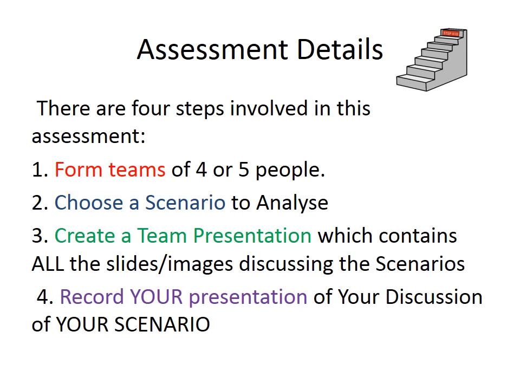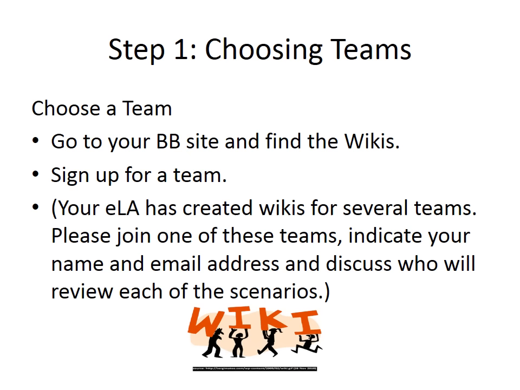What do you do next? Well, first, if you haven't done so already, you need to choose a team. Go to your Blackboard site and find the wikis that your ELA has created for you. Please click on the wikis. If you haven't already done so, please join one of the teams, indicate your name and email address, and perhaps which one of the scenarios you would like. Or you may chat about that with your teammates and do some negotiation. The key is to have a team and to get started on your teamwork.